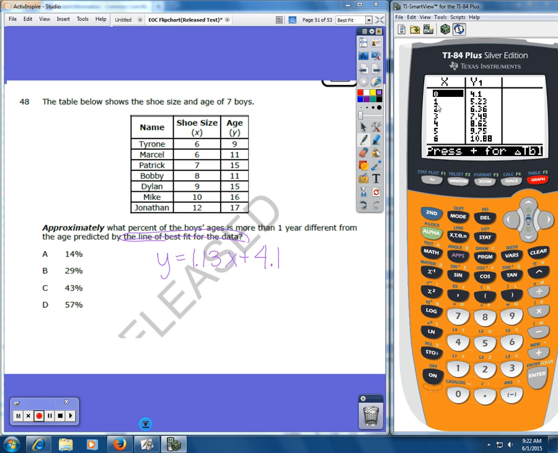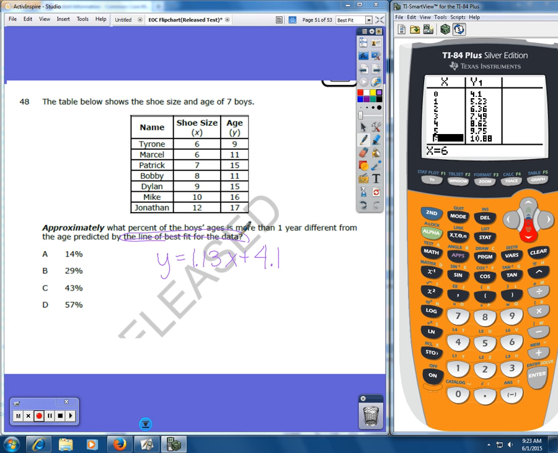So for example, this says 1. So at 1, if your shoe size is 1, then you should be about this age. If your shoe size is 3, you should be about 7.5, so on and so forth. So we're going to scroll down because if you look at our chart over here, the shoe size starts at about 6. Okay, so at 6, it says that the age should be about 10.8.